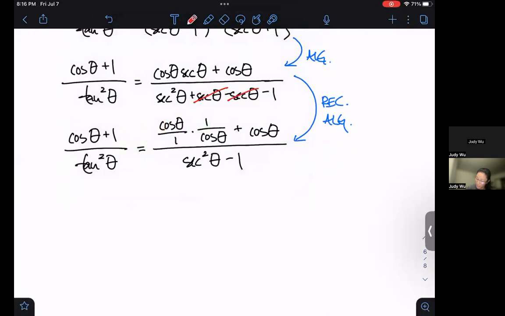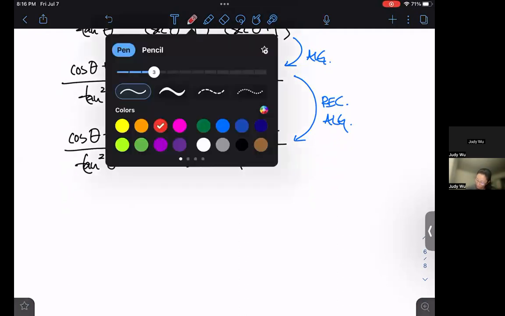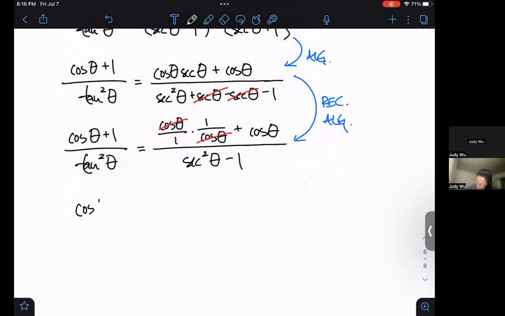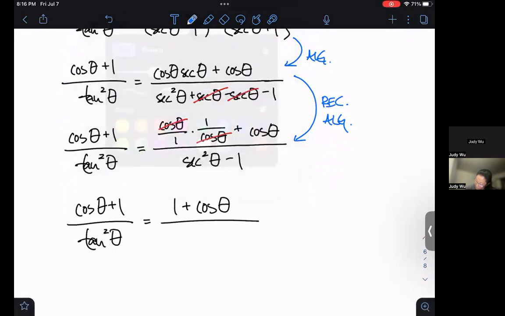Now I notice that this cosine and cosine, those reduce. That makes this whole term equal to 1. So cosine theta plus 1 over tangent squared theta equals 1 plus cosine theta over, so we're going to say that's algebra.